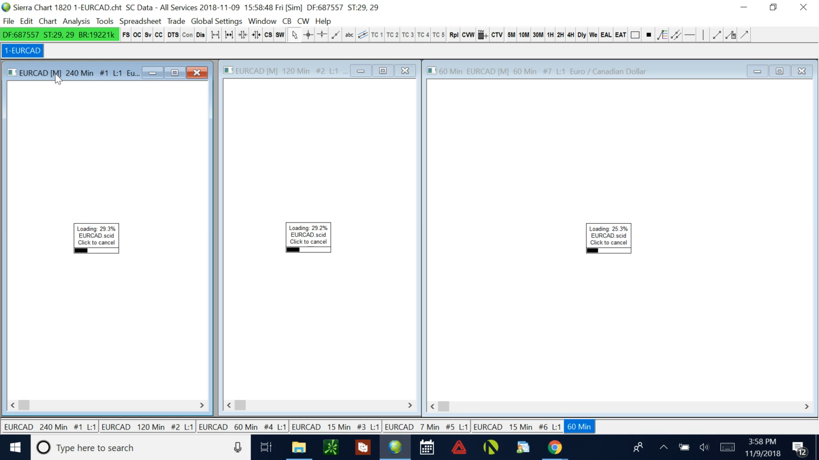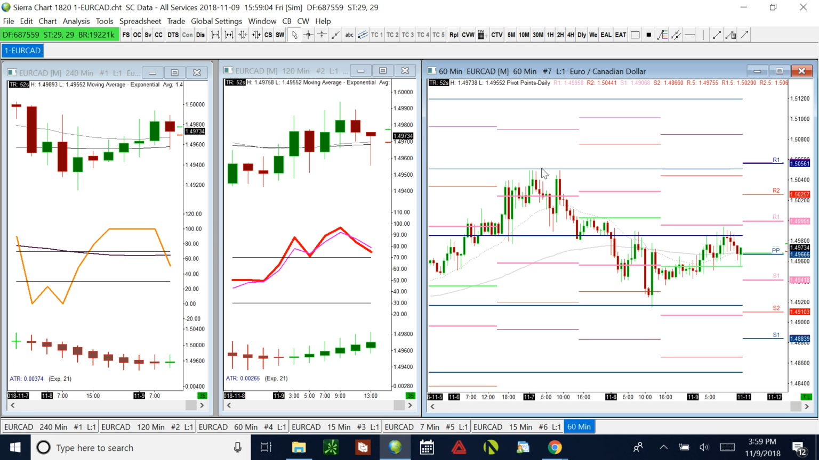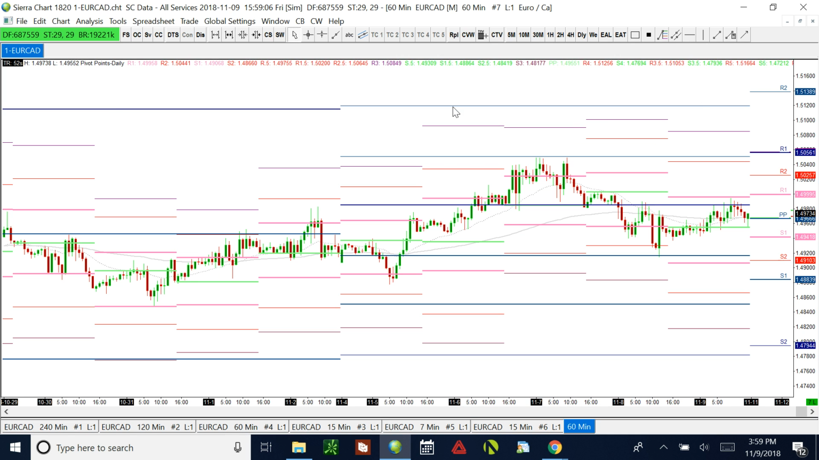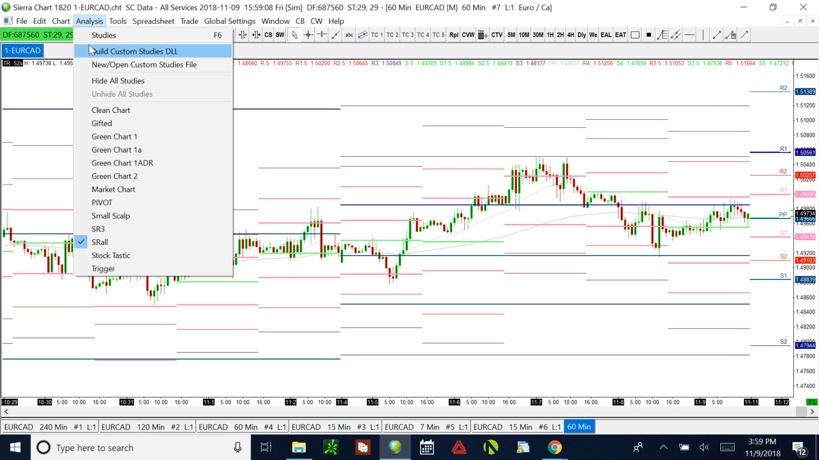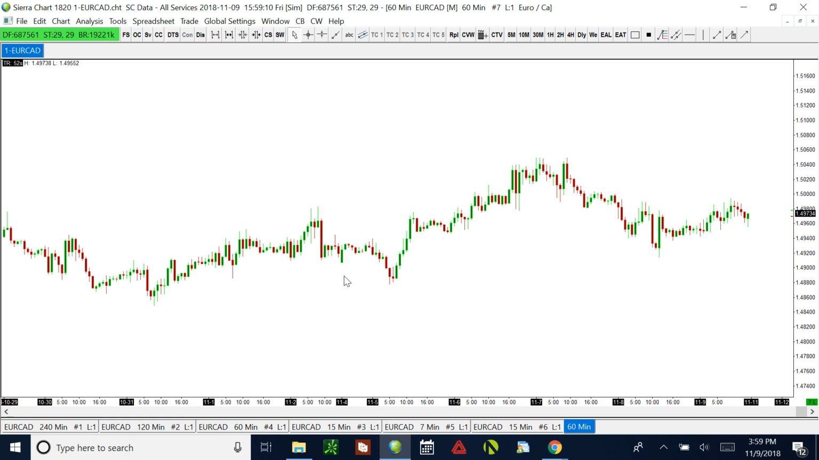So we've got three windows that are opened. We've got a 240 minute, we've got a 120 minute, and a 60-minute chart open that we're looking at. These three windows we'll discuss in different parts, but today we're going to be looking at the 60-minute. So let's go ahead and maximize the 60-minute and take a look at a clean chart.